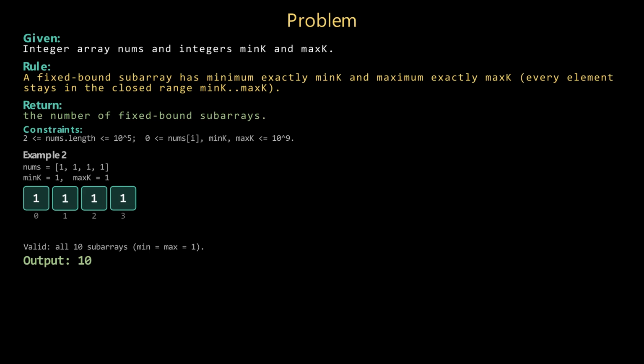Example 2, every entry is 1, so minK and maxK both equal 1. Every contiguous subarray has minimum and maximum equal to 1. 4 elements admit 10 subarrays in total, so the answer is 10.